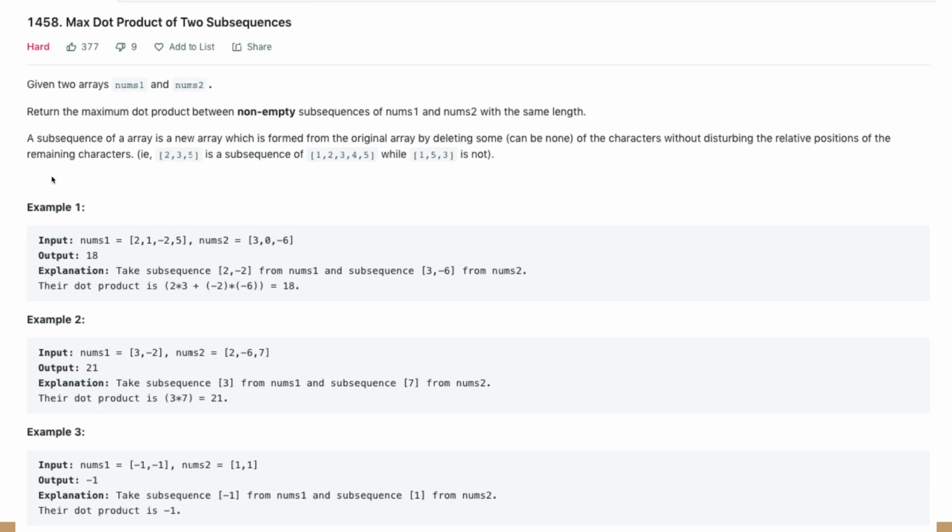It's like a tongue twister. Dot product. So we have two arrays, and the length of both arrays has to be identical. But the problem is saying that it's two subsequences.